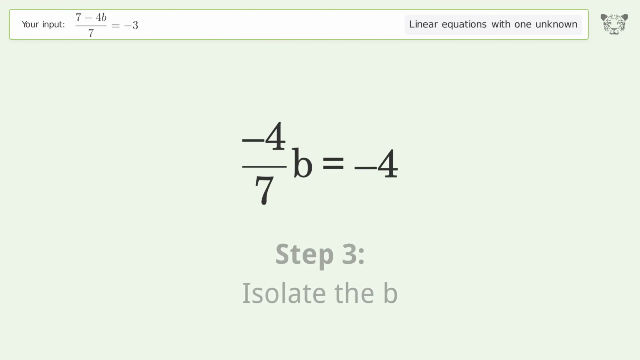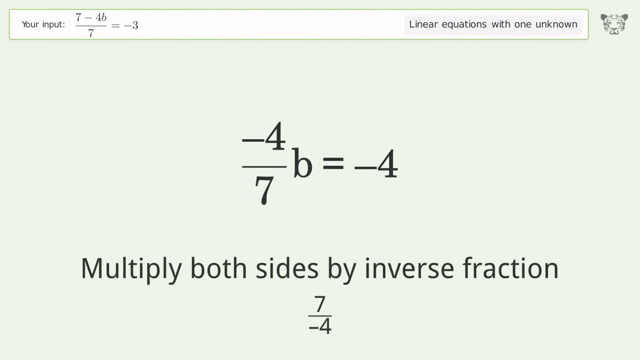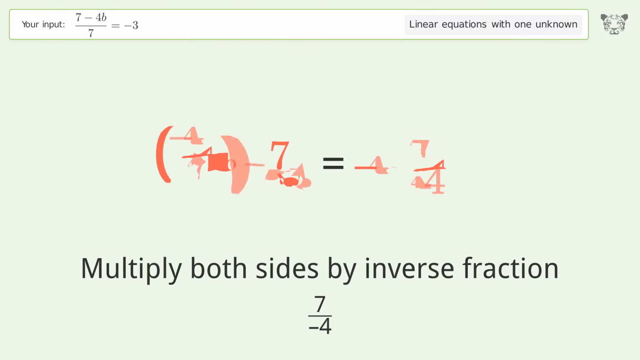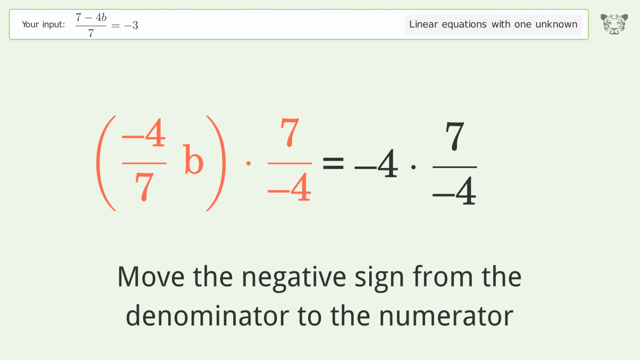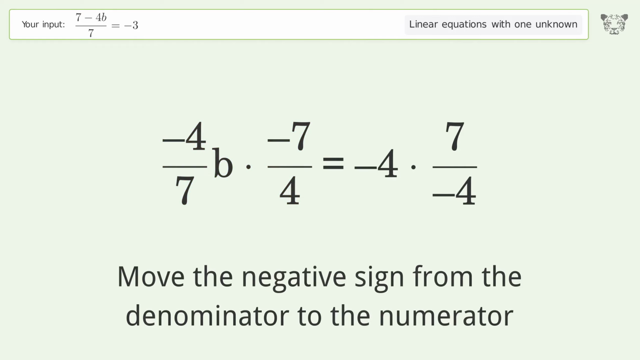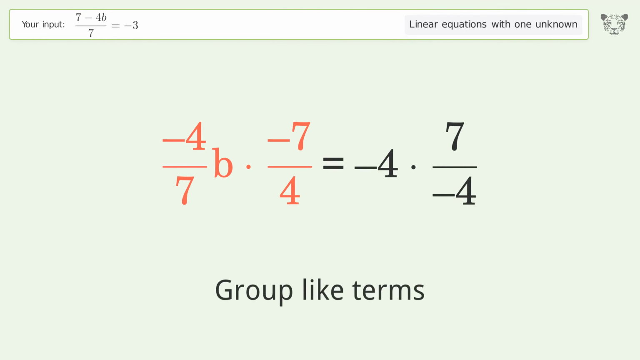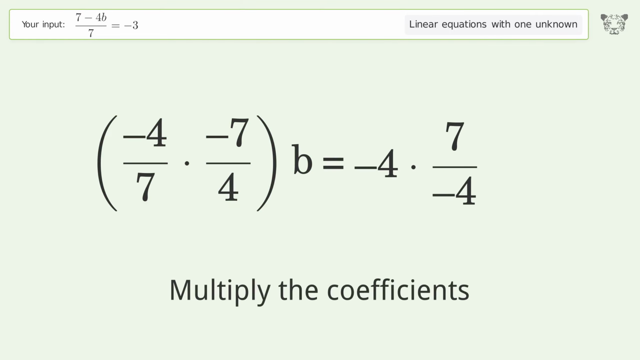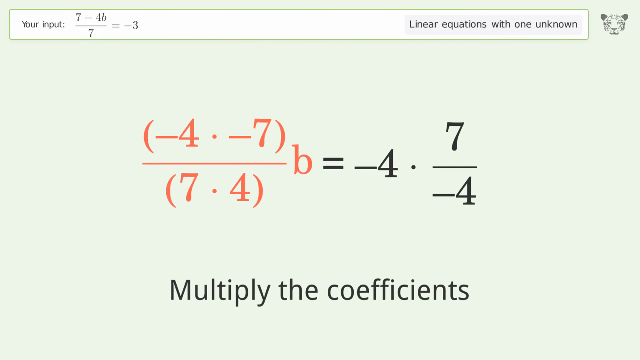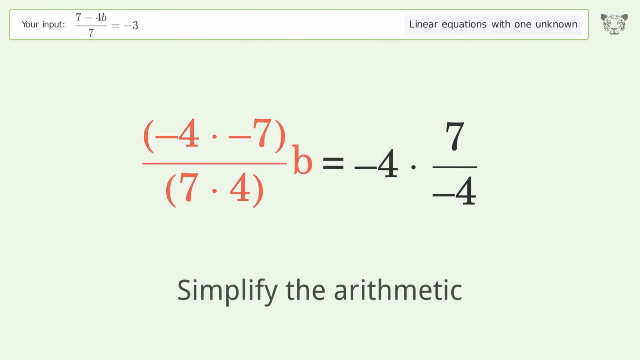Isolate the b. Multiply both sides by inverse fraction 7 over -4. Move the negative sign from the denominator to the numerator. Group like terms. Multiply the coefficients. Simplify the arithmetic.